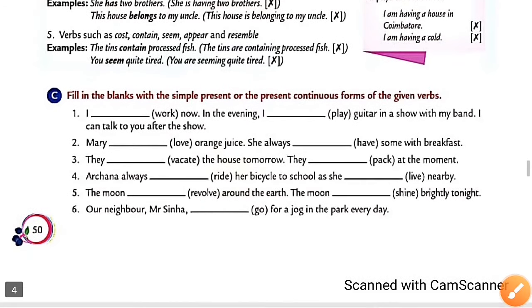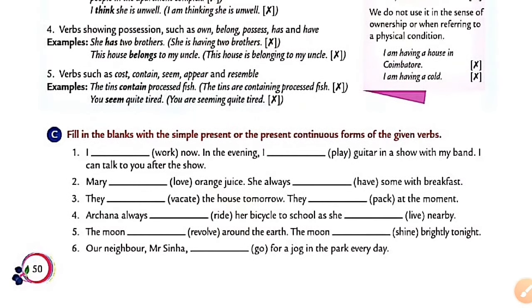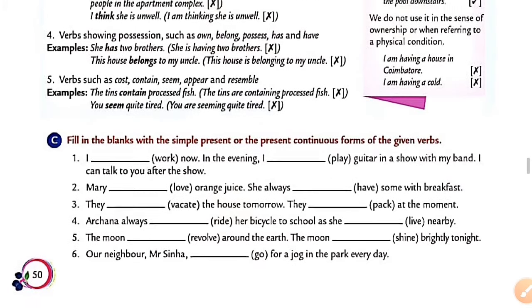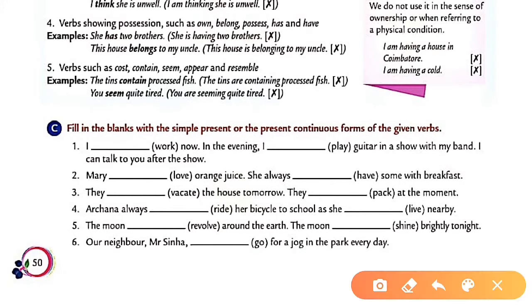Come to your C part. Fill in the blank with simple present or present continuous tense from the verbs given below. We have to use both. So, I dash now. Now means time of speaking, that's why it is I am working now. Now, in the evening, I dash guitar with a band. So, in the evening, I am playing guitar. I am playing.